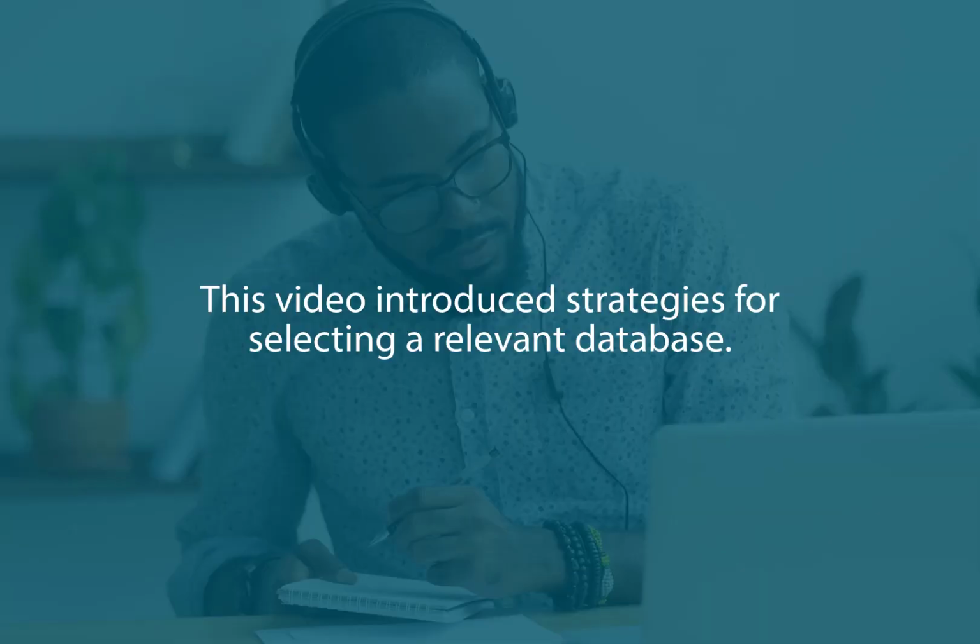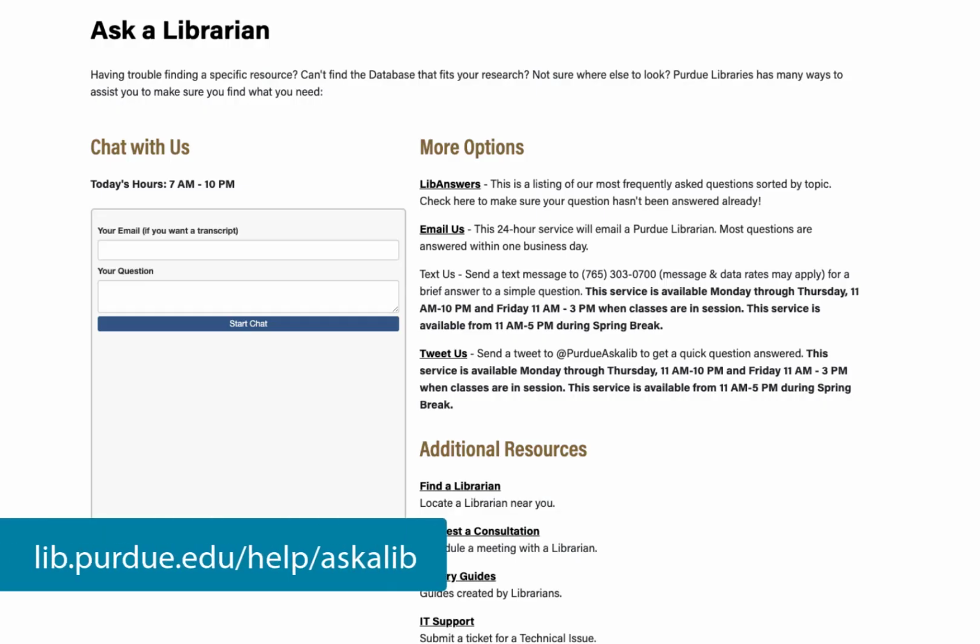This short video introduced strategies for selecting a relevant database for a research need. You can use the library's filter feature to narrow in on a subject and type of database, or you can look to library research guides for suggestions of common databases within a discipline. For additional help selecting or using a database for a research project, please visit the Purdue Library's Ask a Librarian page at www.lib.purdue.edu/help/askalib.